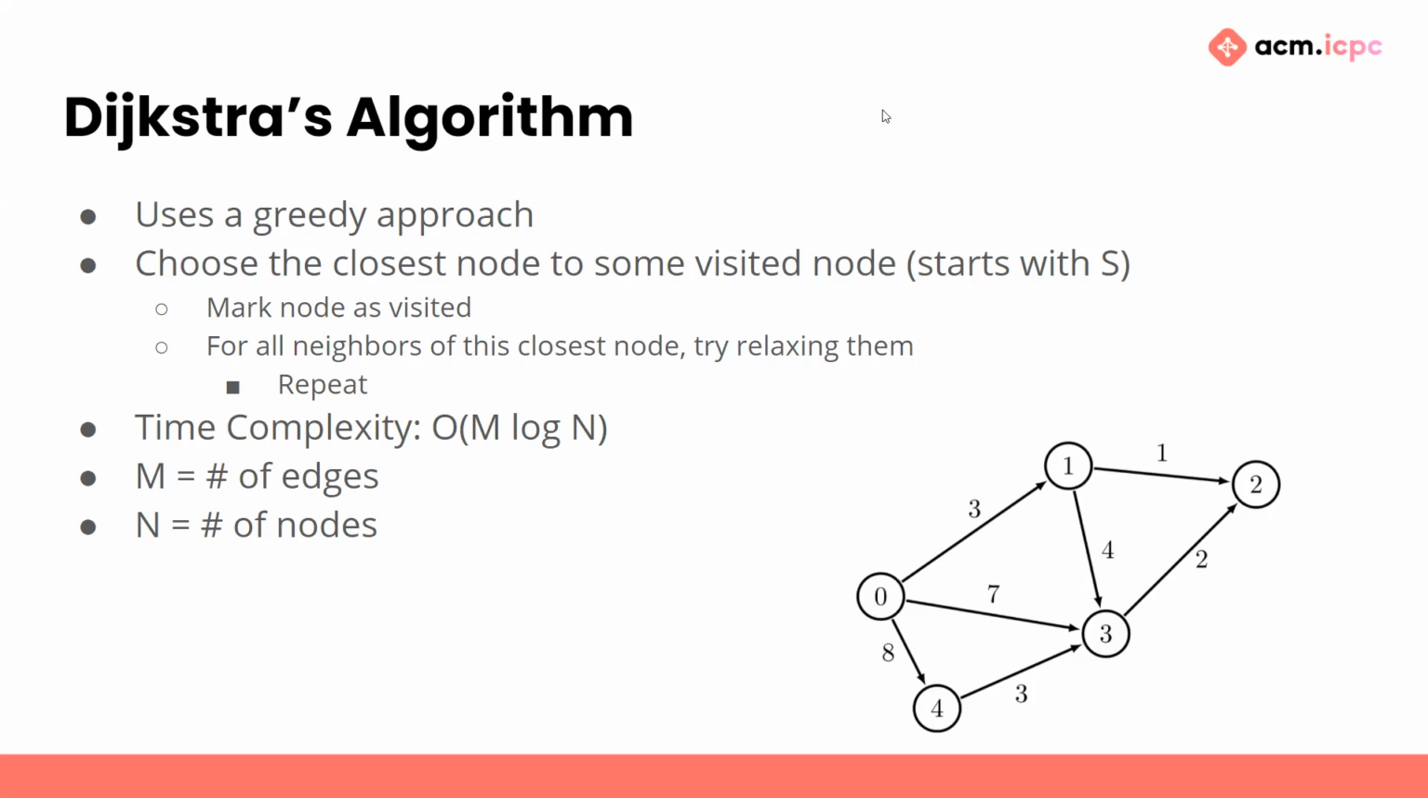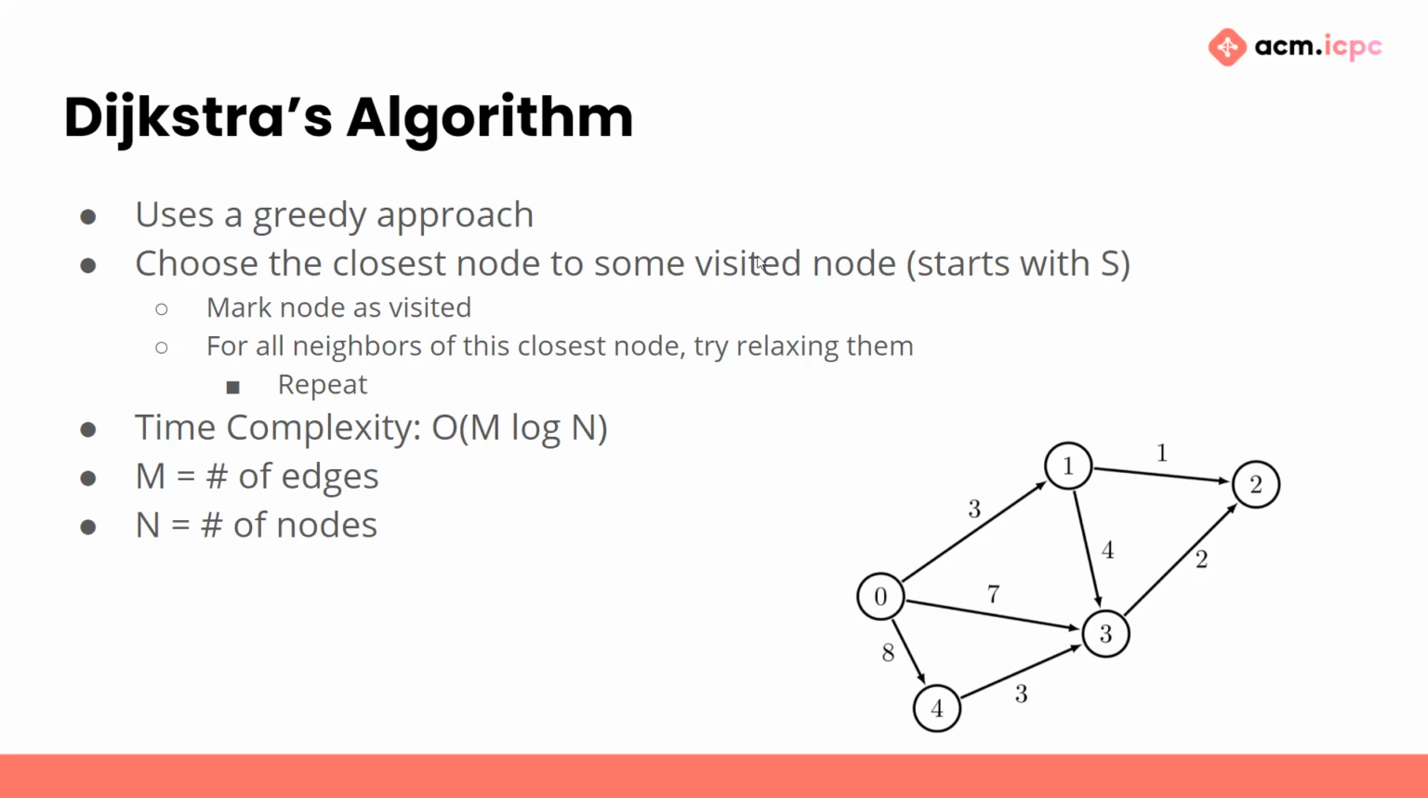At the very beginning, we just start with the source node. And then we mark that closest node as visited. And then for all its neighbors, we try to relax them. So going back to the definition of relax, we want to update the shortest path to all its neighbors if we go from that closest node to all its neighbors. And then we repeat this.